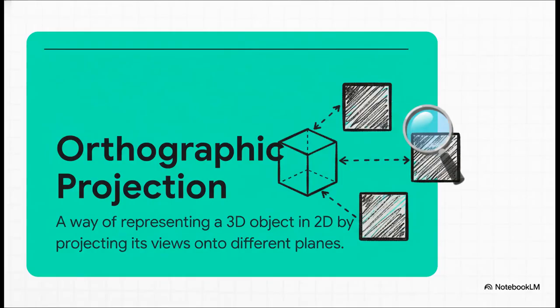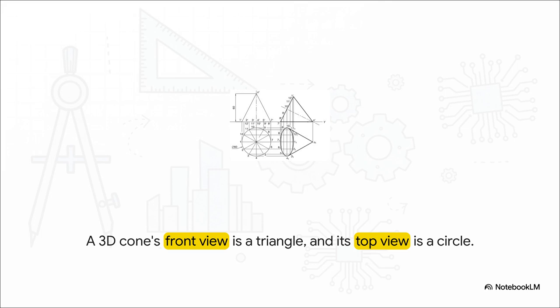And the cornerstone of this language, the big idea at the heart of it all, is something called orthographic projection. It sounds complicated, but it's really a clever, standardized way to show a 3D object on a flat 2D piece of paper. You basically project different views of the object, like what it looks like from the front, the top, and the side onto these imaginary flat planes. And this image right here makes it all click.